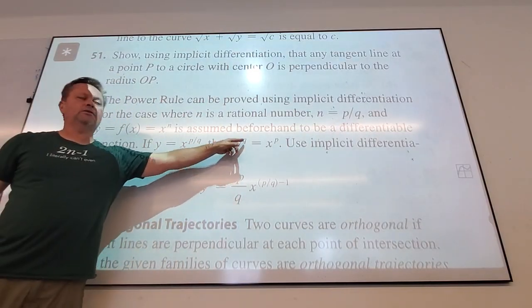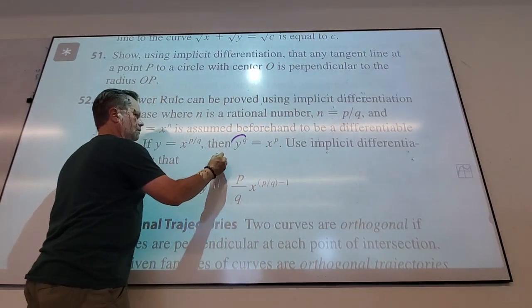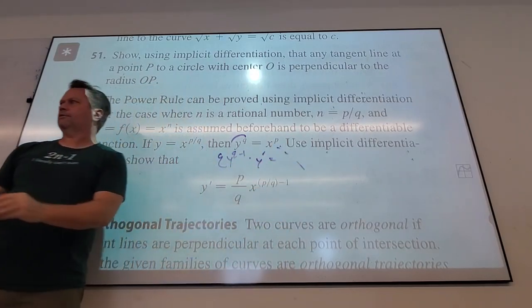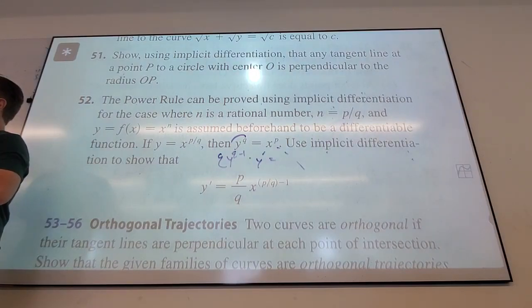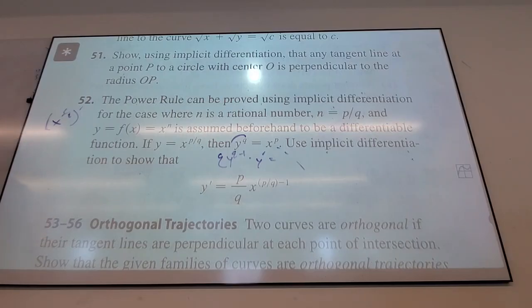What is the derivative of y to the q? Yeah, q comes down. Power goes down by 1 times y prime. And now do the derivative of that side, solve for y prime. By the way, how do you take the derivative of x to the p over q, if I do it directly, just assuming that the rule works the way it's supposed to? The power comes down, p over q minus 1. Yes? That is what you're hoping you get for dy dx at the end, because that's what it's supposed to be.